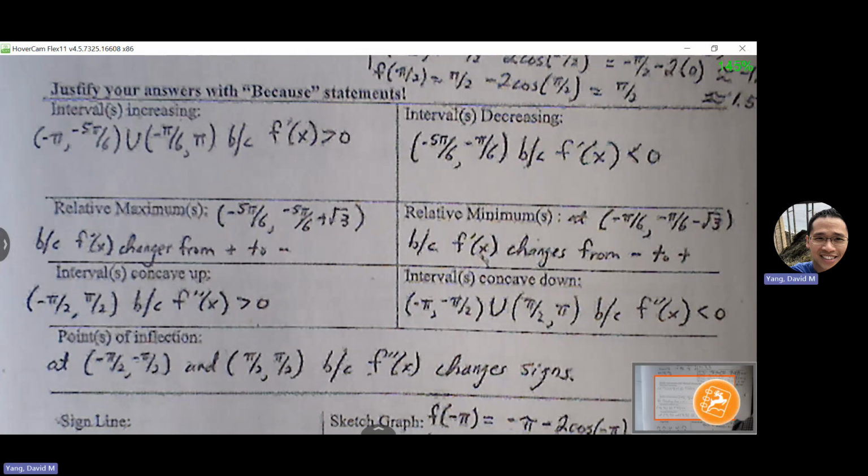Point of inflection, because, some students say this. Some students say point of inflection because f double prime is equal to 0. That's not good enough either. You got to say f double prime changes signs. Yeah. You do brackets. Everything parentheses. Okay. Yeah, everything parentheses.